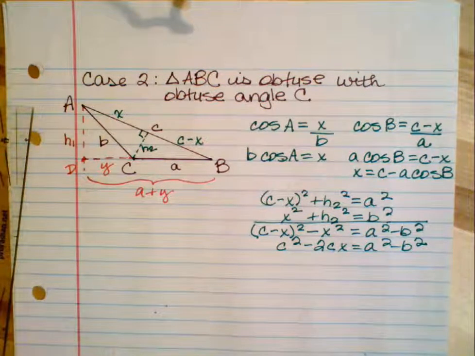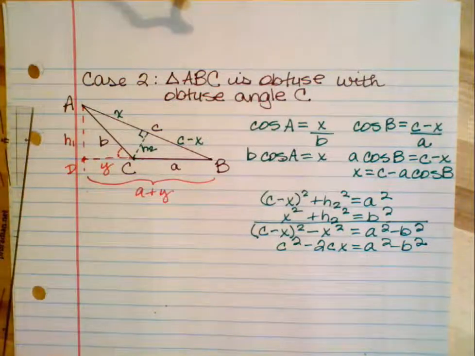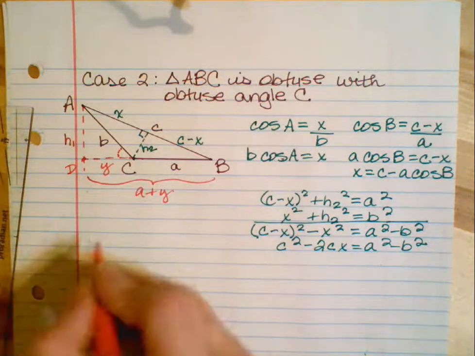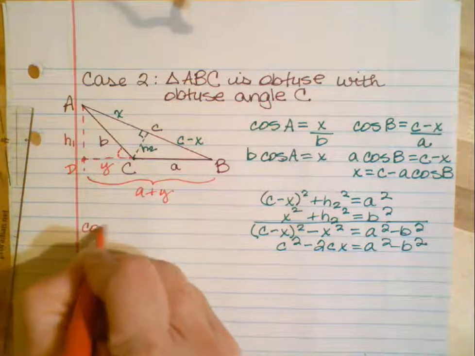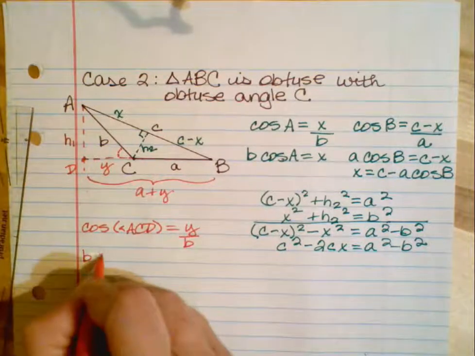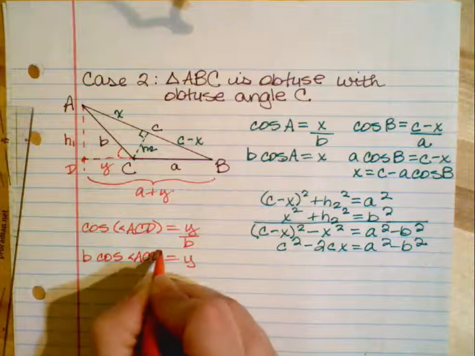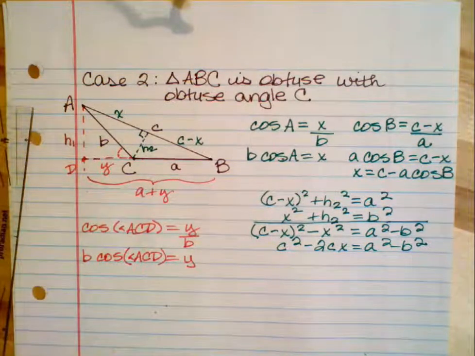Now let's look at what's going on with that smaller right triangle outside. For this, I want to look at the cosine of angle C here, which is actually angle ACD. So the cosine of angle ACD is equal to y over b, or b times the cosine of angle ACD is equal to y.